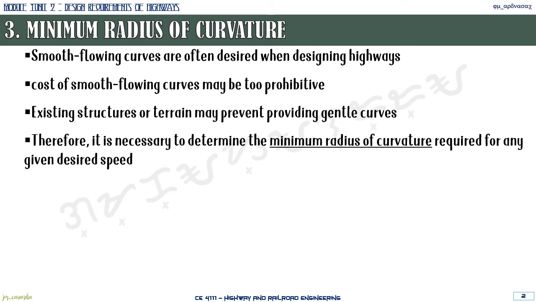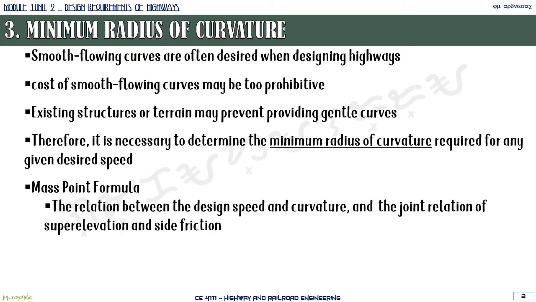Thus, it is necessary for us to determine the minimum radius of curvature that would give us ample time to react on obstructions, different types of vehicles that would be on the same road, and likewise, the minimum radius of curvature will help us to arrive at our desired speed. In minimum radius of curvature, we follow the mass point formula, which is the relationship between the design speed and the curvature and the joint relation of the superelevation and the side friction.